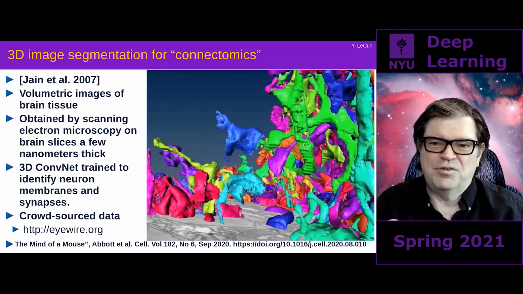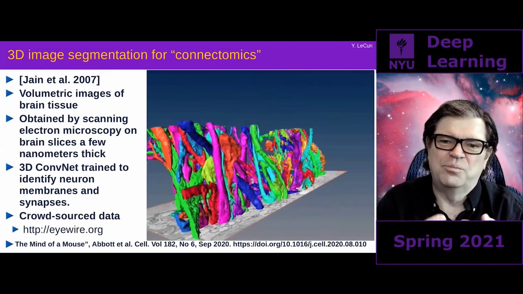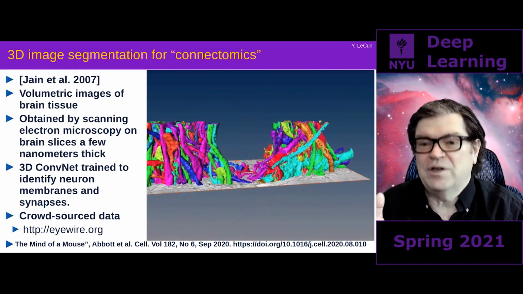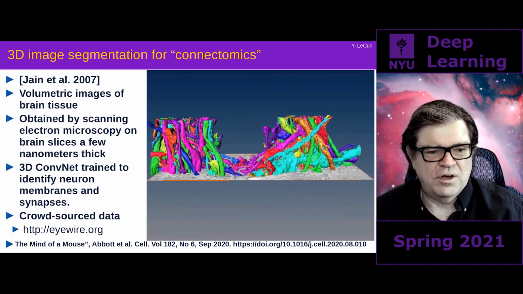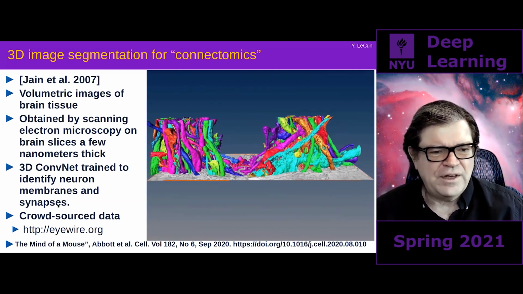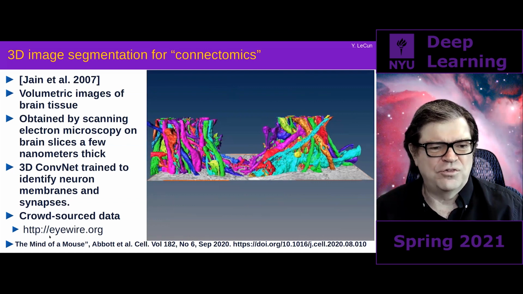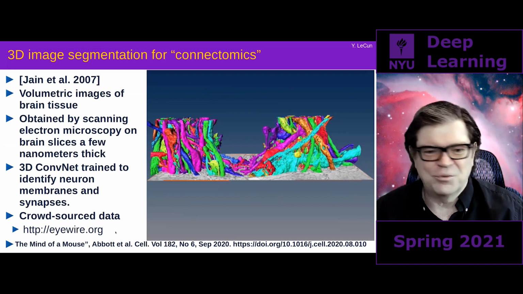And if they can identify the contacts between neurons, they can also basically reconstruct the wiring diagram, if you want, of a piece of brain. The data was actually collected using crowdsourcing at this website here, iwire.org. You can play with that if you want.